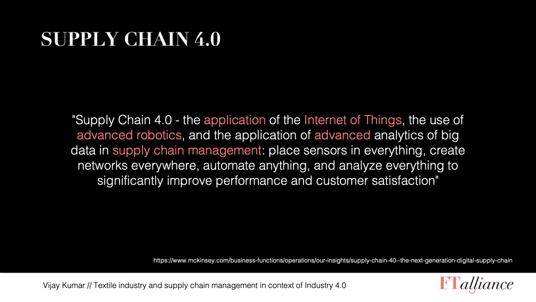So far we talked about Industry 4.0 and Textile Industry 4.0, where we are talking about the whole industry. But then we also have another thing which is called supply chain 4.0. Again, with supply chain 4.0, we are referring to the supply chain in the context of Industry 4.0. So here is a definition of supply chain 4.0: the application of Internet of Things, the use of advanced robotics, and the application of advanced analytics of big data in supply chain management. That is, place sensors in everything, create networks everywhere, automate anything and analyze everything to significantly improve performance and customer satisfaction. So that is what supply chain 4.0 stands for.